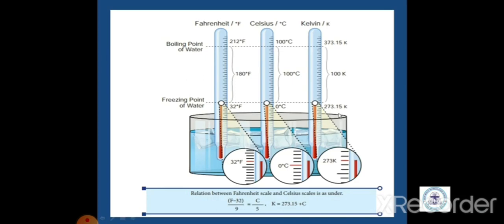The last one, Kelvin scale, 273.15 Kelvin to 313.15 Kelvin. The degree of interval is 100 K. The three scales are used in various places. Fahrenheit is used for precision. Celsius is used in weather reports. And Kelvin is used in science labs.